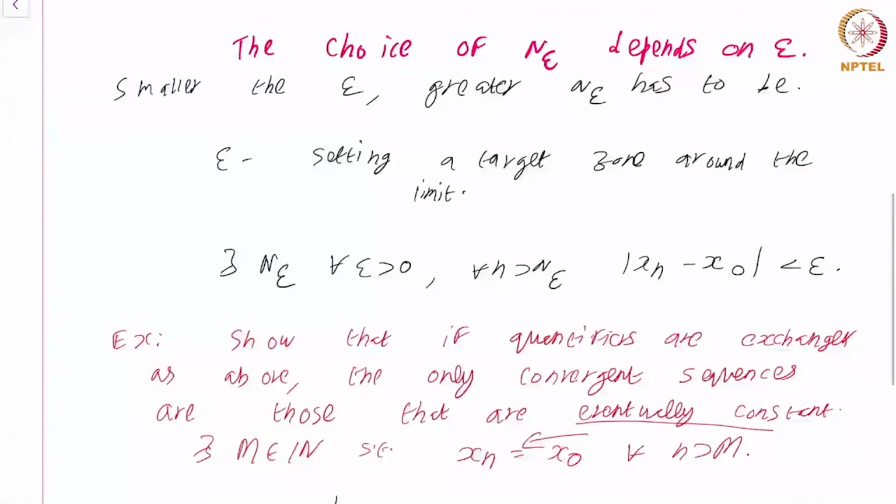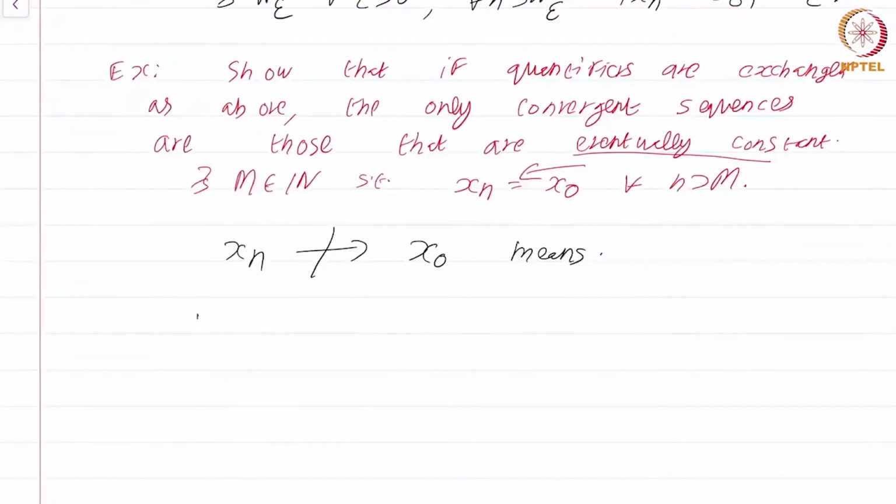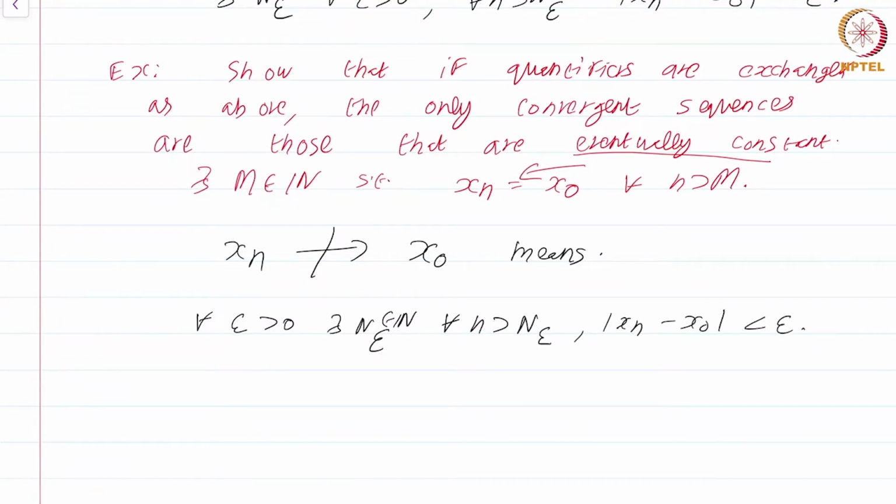What was the definition in logical symbols? It was: for each epsilon greater than 0, there exists n_epsilon in the natural numbers, for all n greater than n_epsilon, mod x_n minus x naught is less than epsilon. This is the definition of x_n converges to x naught.